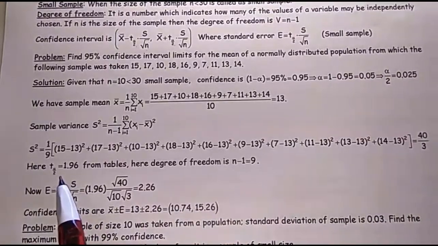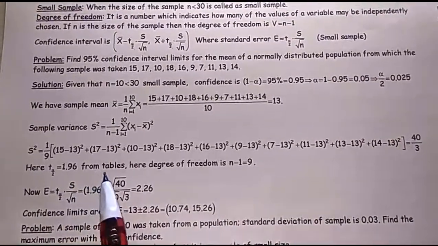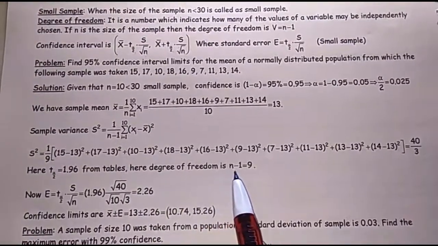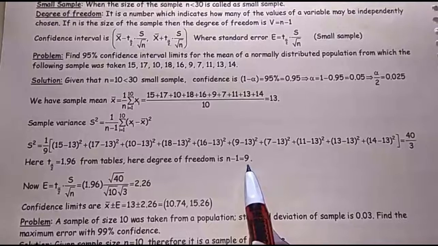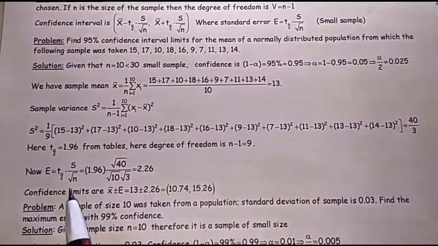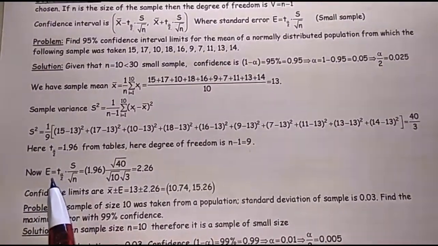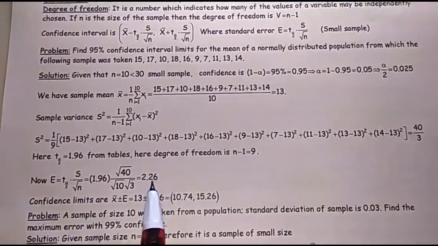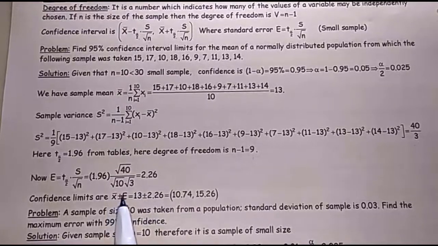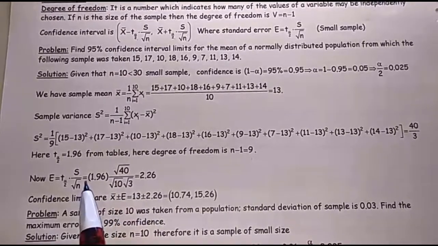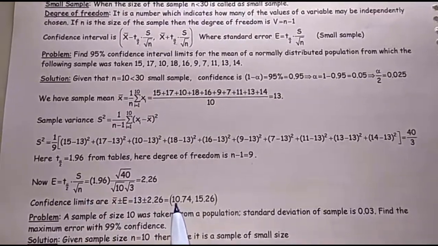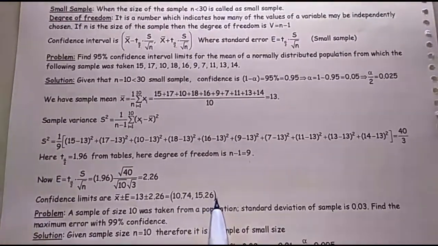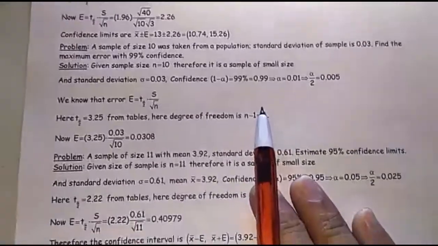Here t alpha by 2 is 1.96. We take this from the t distribution table with the degree of freedom n minus 1 equals 9. Now evaluating the standard error, E equals t alpha by 2 into s divided by root n, that equals 2.26. Now the confidence limits are x bar plus or minus standard error, that equals 10.74, 15.26.